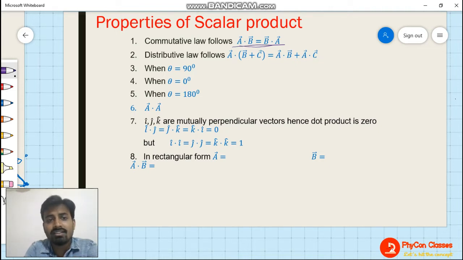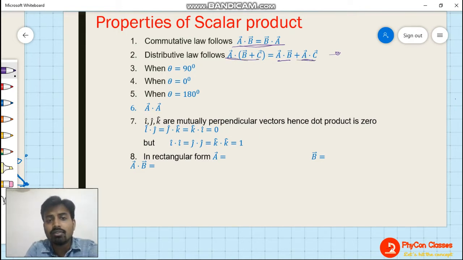Second property is distributive law is also followed. That means if you have to find out A dot B plus C, you can just have A dot B plus A dot C. The answer is going to be the same. Either you do this one or you do this one, the answer is going to be the same.